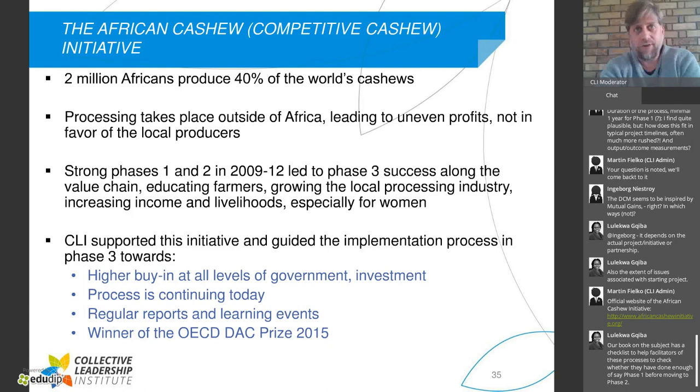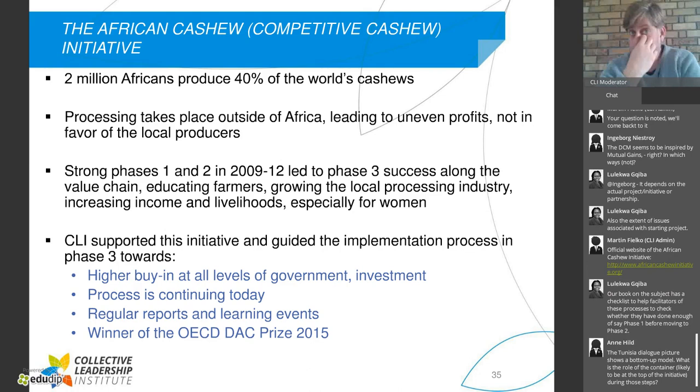And if I'm not mistaken, they were Mozambique, Benin, Mali, Ghana, and one other. I've lost it. But in any case, in 2009 to 2012, there was a very strong phase one and two, and it led into a phase three success. So along the value chain in these African countries, there was a significant increase in livelihoods, in income for the producers, which was the objective that was set in the phase two of this particular project.